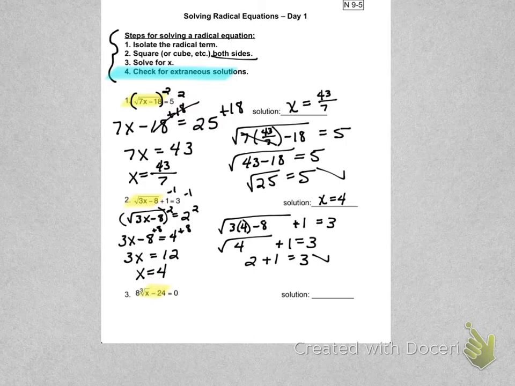Alright, so let's look at the last one. Again, 8 is not part of the radical, so we have to divide by 8 to get rid of that. 8 times something, you always do the opposite, so I divide. Now we're left with the cube root of x minus 24, and 0 divided by anything is still 0.